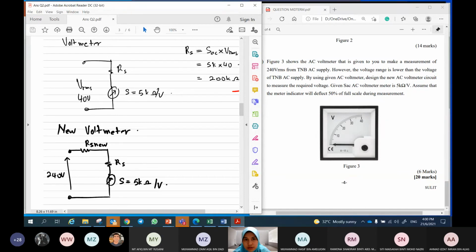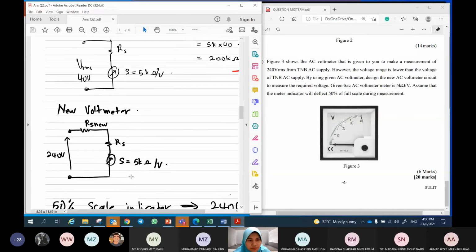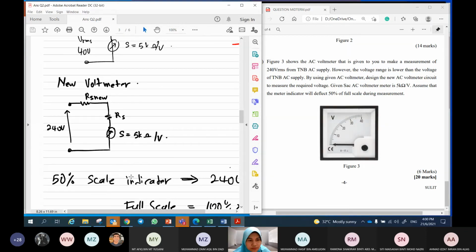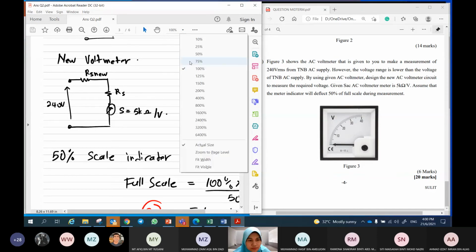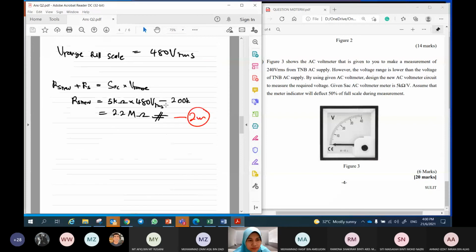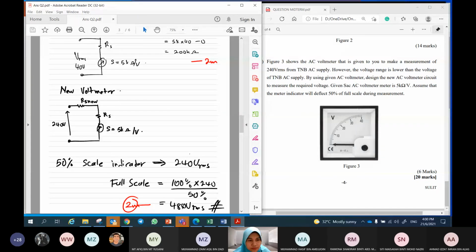The sensitivity. Now we design the new voltmeter, which can read for 240 VRMS, but the deflection is 50%. This is the new RS, okay? And then how to calculate? So 50% of full scale deflection, meaning that the full deflection of the meter will be 480 VRMS, right? Am I right? Okay, the full deflection of the new voltmeter is actually 480 VRMS, but when we measure the signal here, it will deflect at 50%. So meaning that the full scale is 480 VRMS.